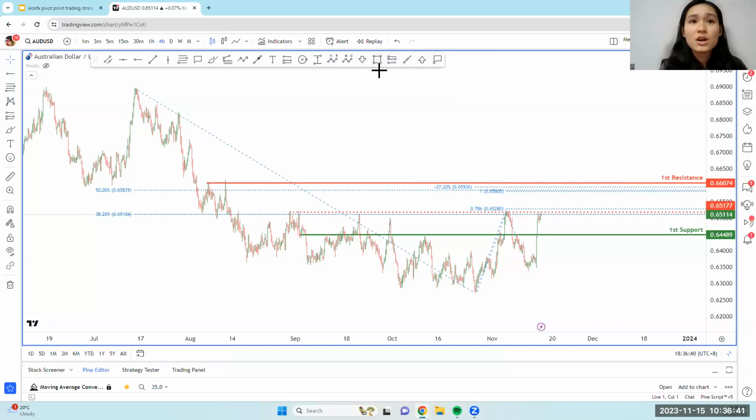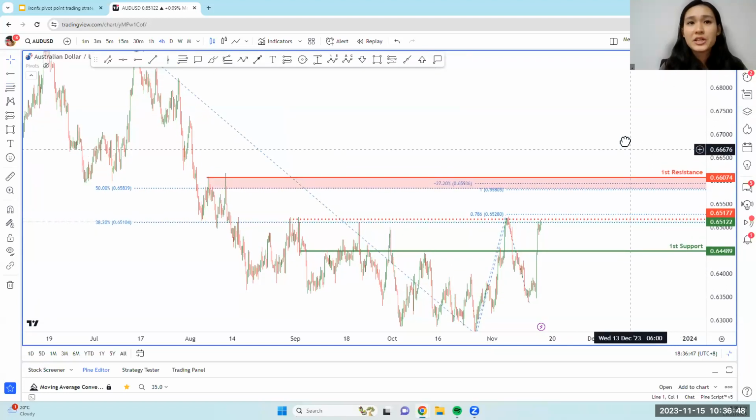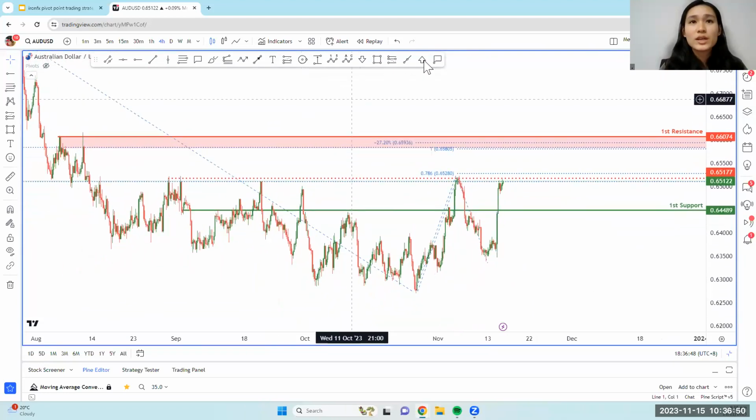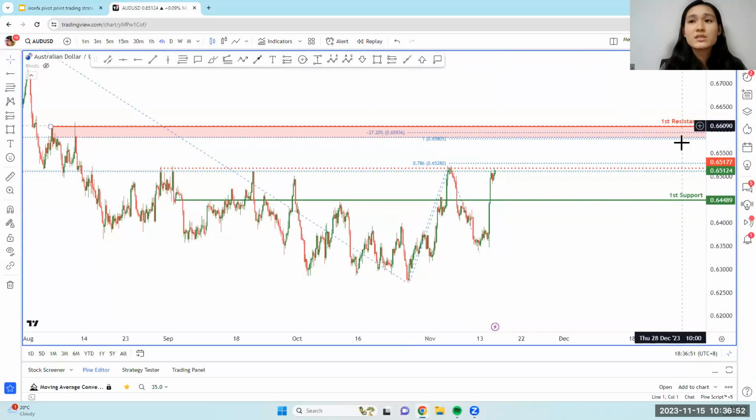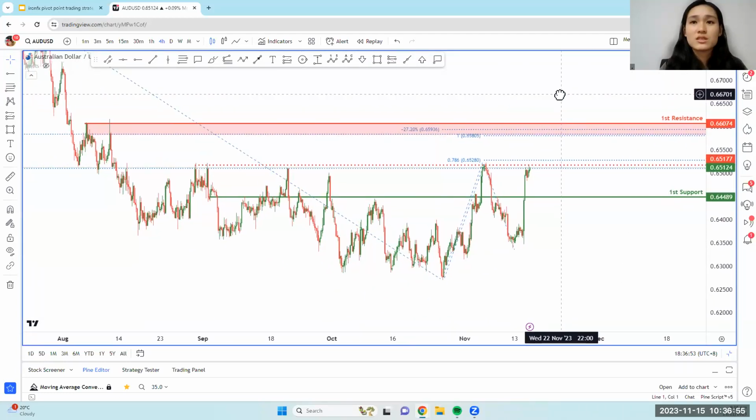So you can see the number of levels lining up over here at our first resistance. And I mentioned earlier that confluence areas tend to attract price, so we can likely expect price to continue to rise and be attracted to our first resistance.